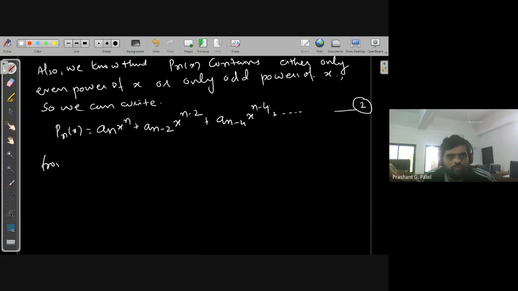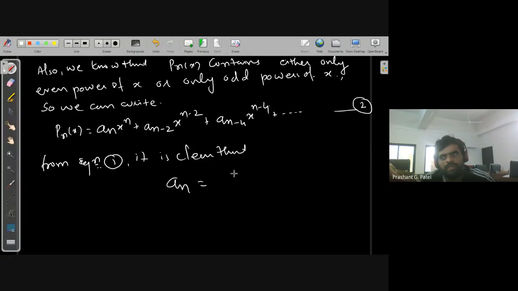So from equation 1, it is clear that an is 2n factorial upon n factorial square into 2 power n. This is our an. And we got the recurrence formula for Legendre polynomials.